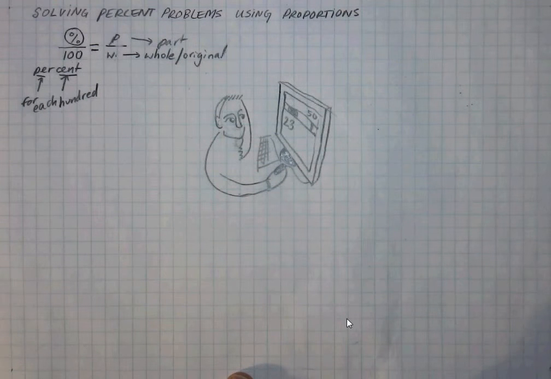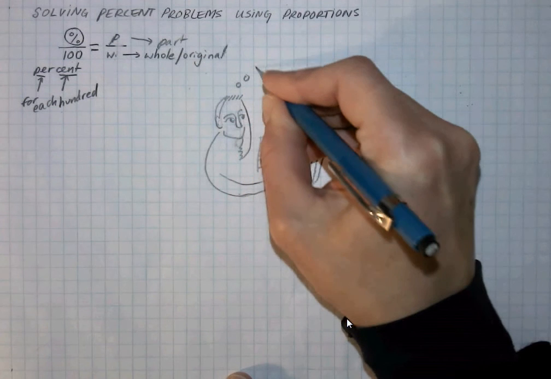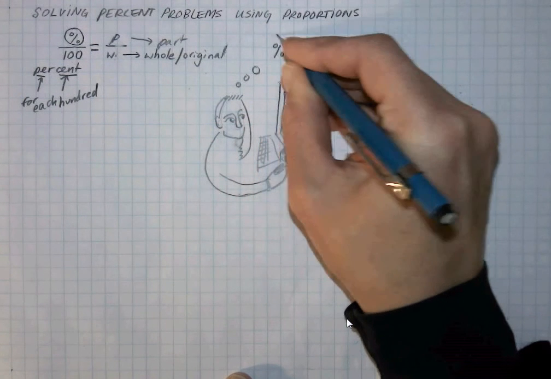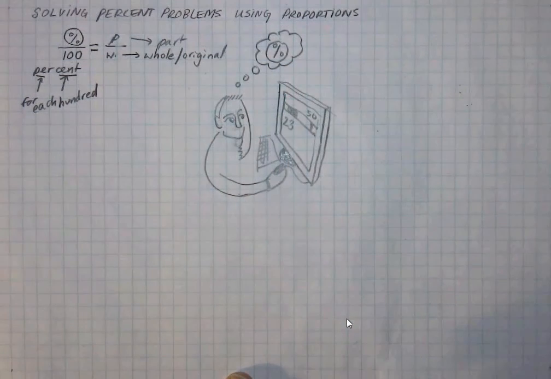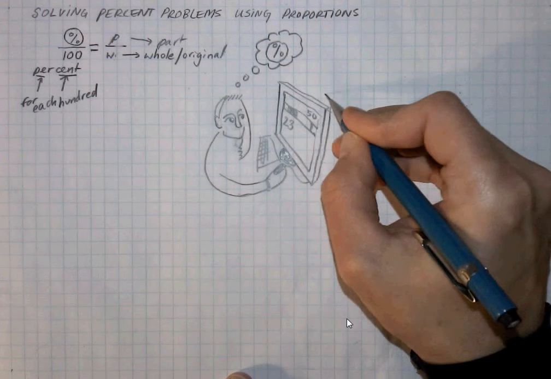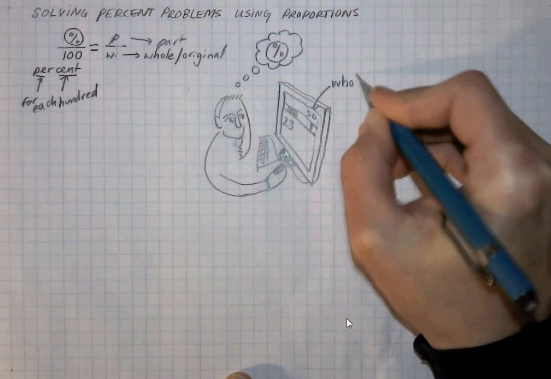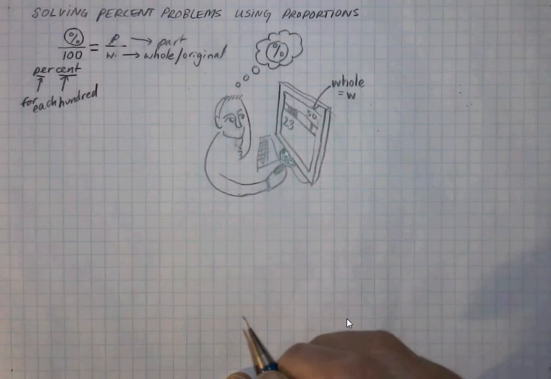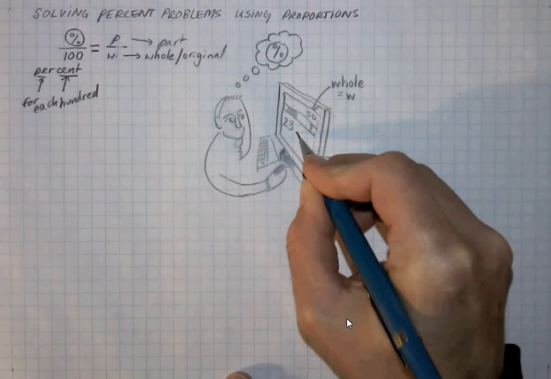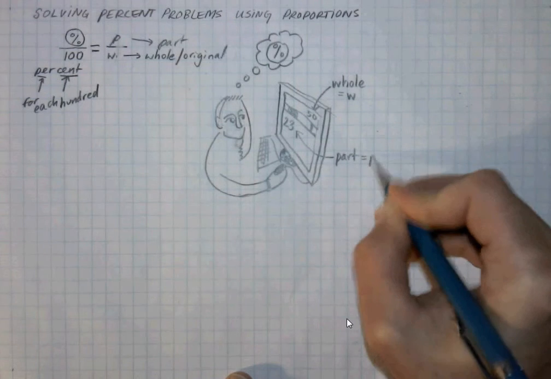In this situation, Junie is wondering about the percent. How much of this survey have I completed? The 50 questions is the whole amount of questions on the survey, and the 23 represents the part that she has finished.